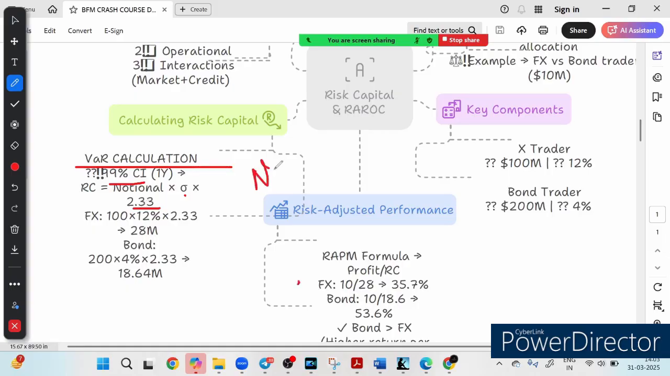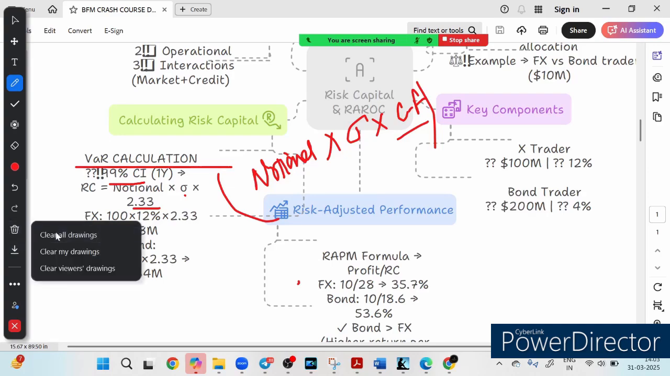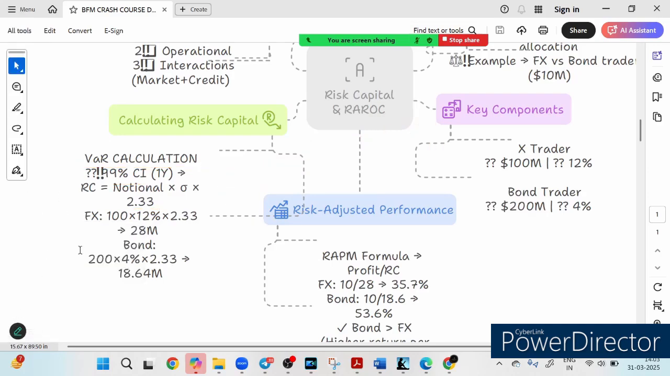So this is the formula. First you write the notional amount, you multiply it by sigma, that is the volatility, and you multiply it by the confidence factor. This is how you calculate the risk capital. For example, suppose two investors are there. One of them traded in forex. He invested 100 million capital, and volatility is 12% in forex trading. Calculating for 99% CI, it gives us 28 million.